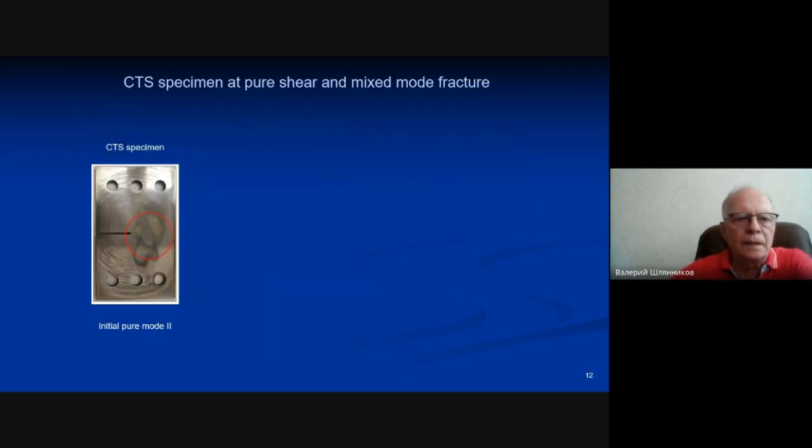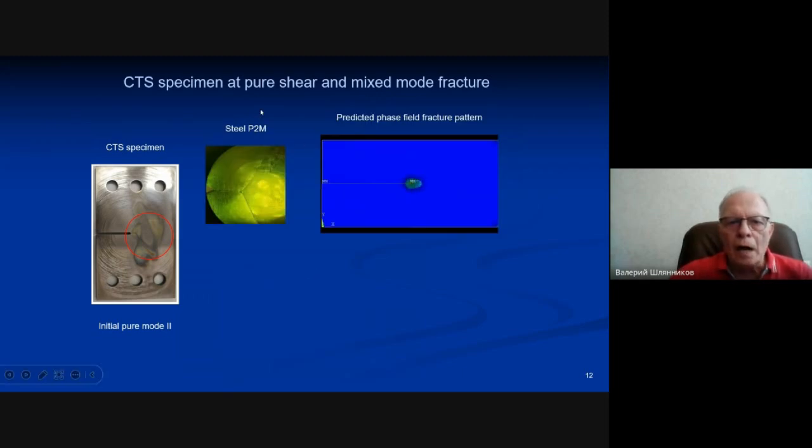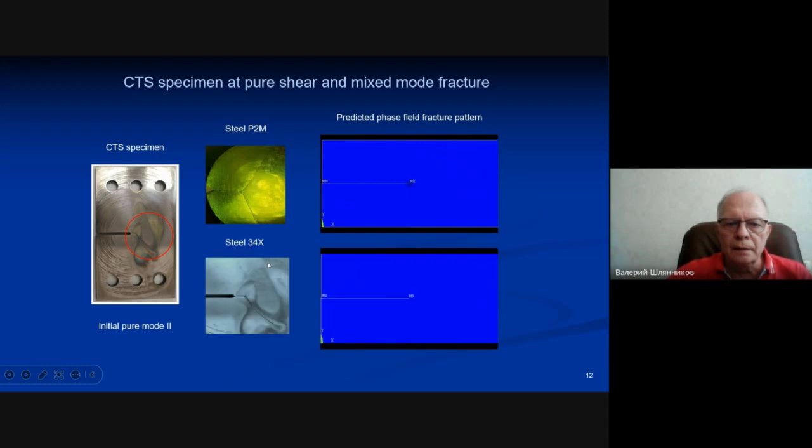The next example is addressed to compact tension shear specimens, which are subjected to initial pure mode 2, or pure shear, loading conditions. This figure shows our experimental results for medium strength ductile steels and the corresponding phase field pattern. And another example is addressed to high strength steels.